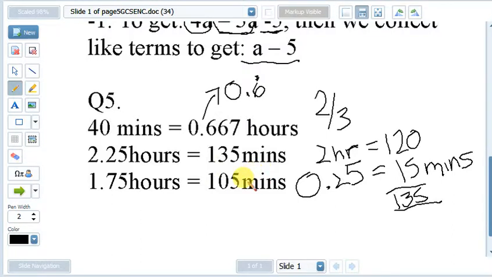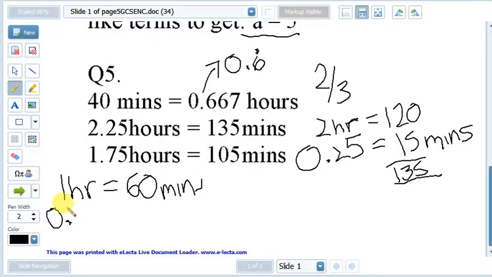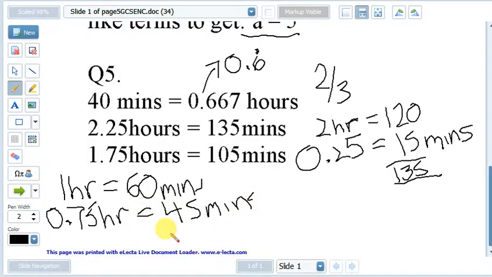Next one was 1.75 hours. How many minutes is that? So 1 hour, again, is 60 minutes, and 3/4 of an hour is 45 minutes. If you look at the clock, you've got 1/4, which is quarter past, which is when the minute hand is pointing to 3, half past, which is when the minute hand is pointing to 6, and then 1/4, which is 3/4 past. So therefore 1 hour is 60 minutes, and the 0.75 is 45 minutes. So if you combine those two, you get 105 minutes.